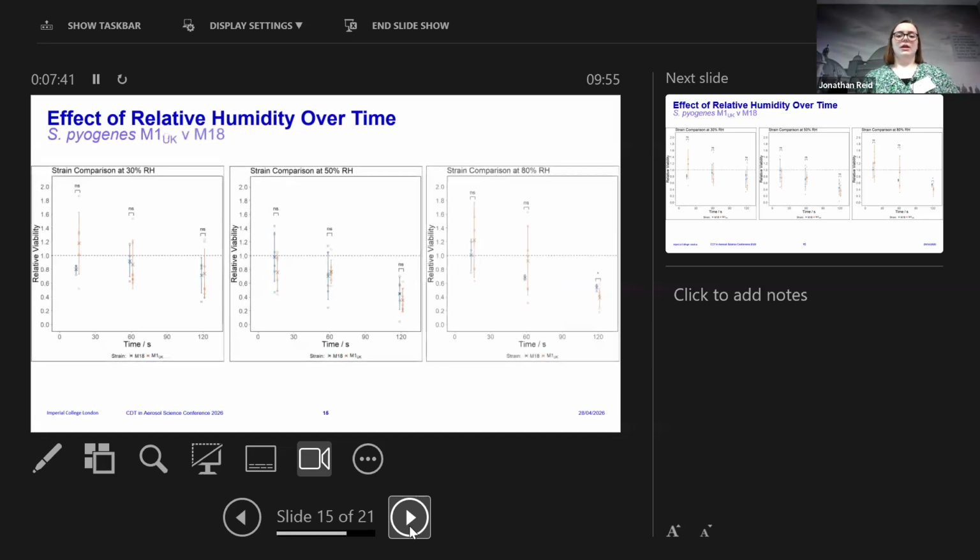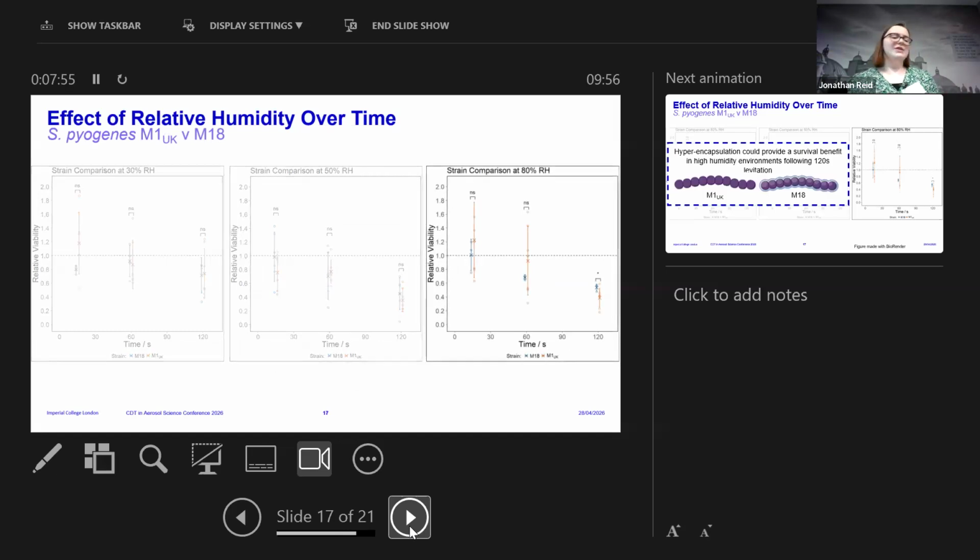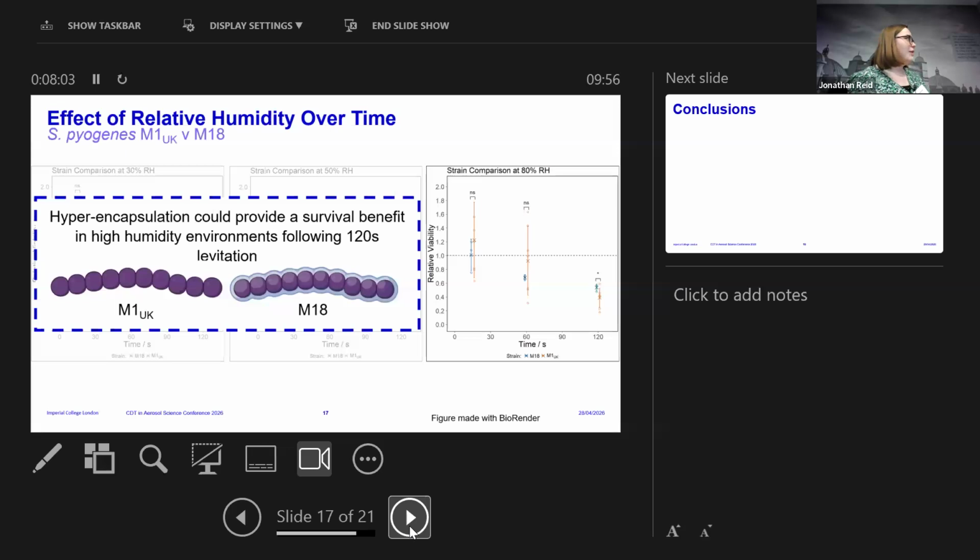And when we compare the two strains directly, we see at 30% and 50% relative humidity, there's not really any significant difference between the M18 and the M1 UK viability over time. However, at 80% relative humidity, we do see a significant difference between the two strains, but only at the 2-minute time point, which suggests this hyperencapsulation of the M18 might be providing some sort of survival benefit. We know during infection cycles that hyperencapsulation helps M18s evade neutrophil attacks from the human immune system, but it might also be that this hyperencapsulation is helping maintain viability over time.